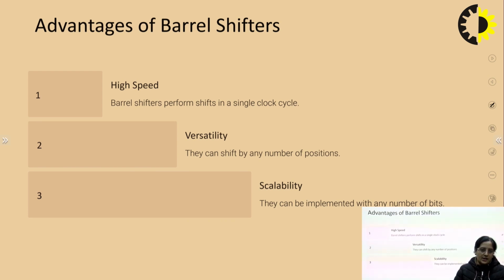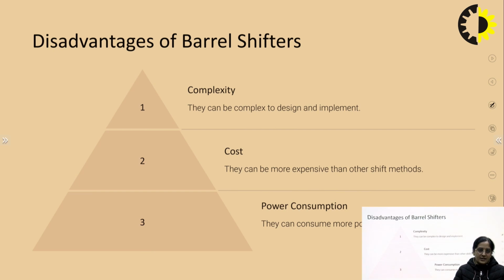But with this advantage, there are some disadvantages, and the disadvantage is the complexity. As we increase the number of bits, 8 bit, 16 bit, 32 bits, then in that case we require more multiplexers and more complex circuitry. As the number of multiplexers and circuitry increases, the complexity of design and implementation increases, as well as the cost also increases, because the number of components increases and it will be more complex.